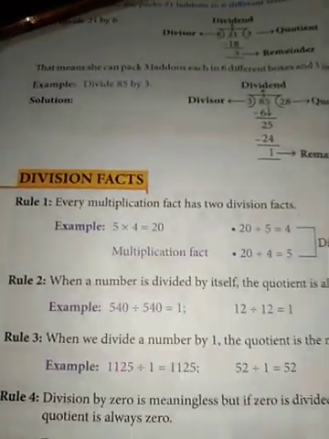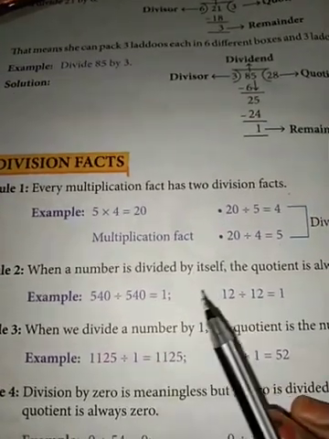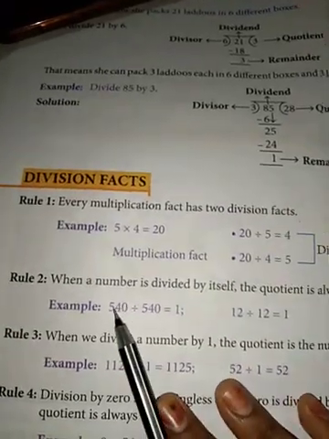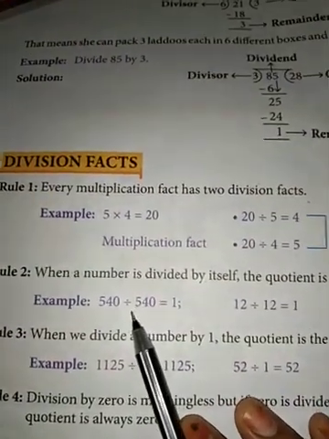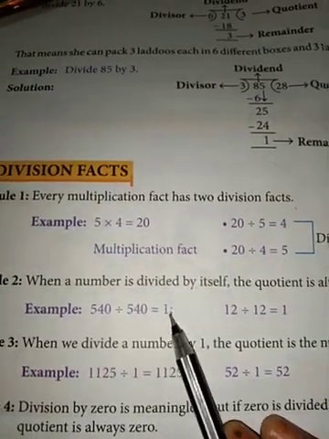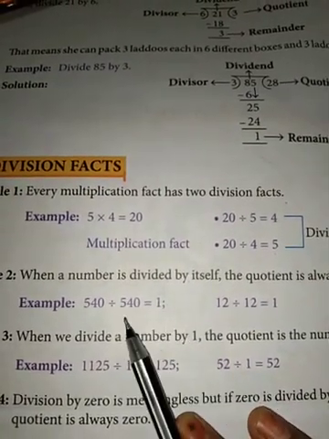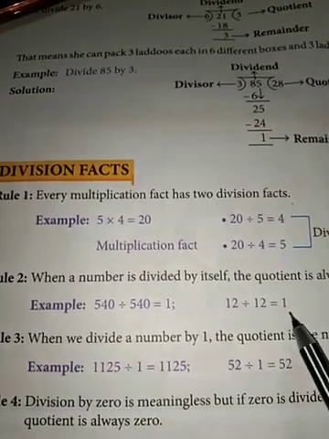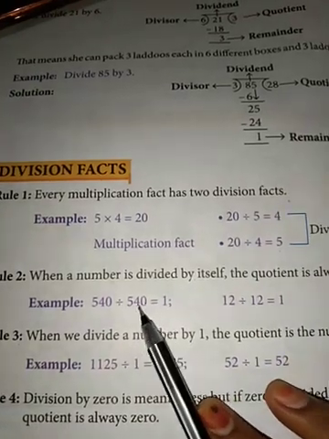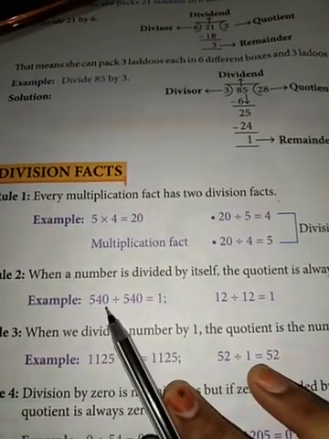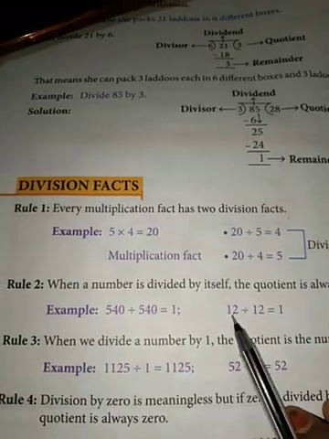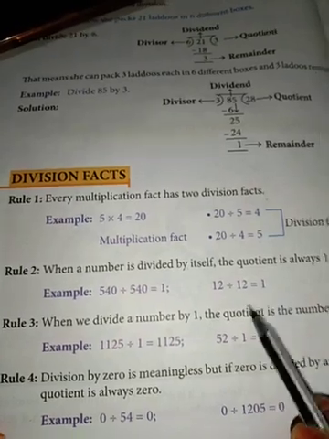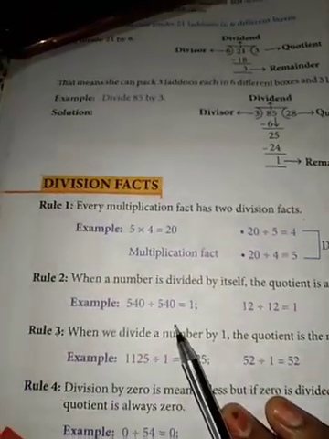Rule 2, when a number is divided by itself, the quotient is always 1. Means, for example, 540 divided by 540, answer will come 1. This is the second rule. 12 divided by 12, answer will be 1, because 540 multiplied by 1 is 540, and 12 ones are 12. So the quotient is always 1 when the number is divided by itself.